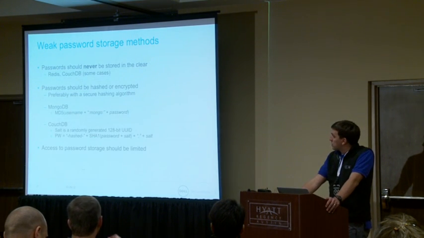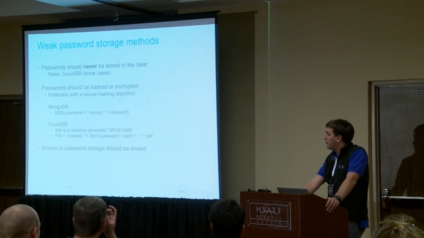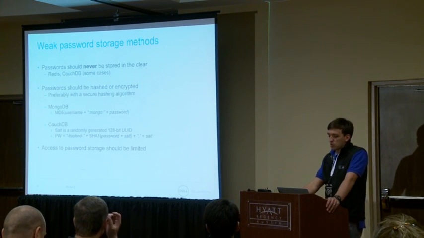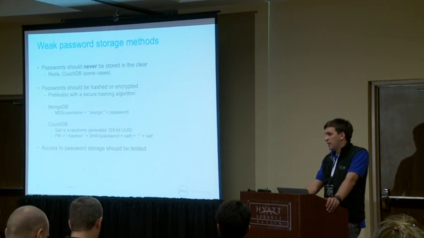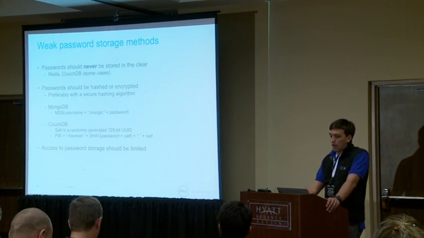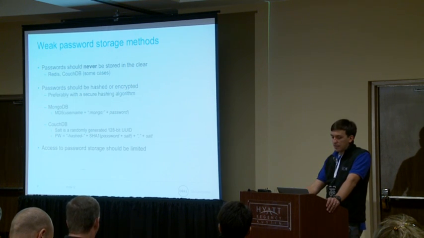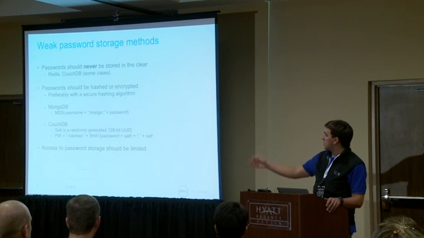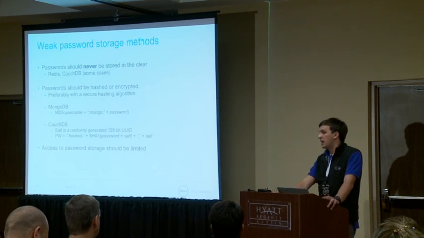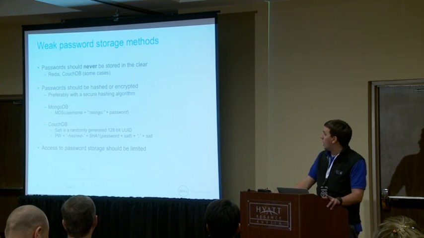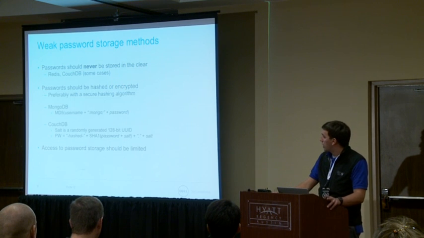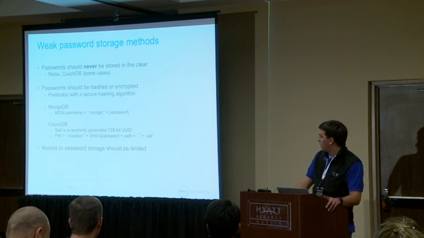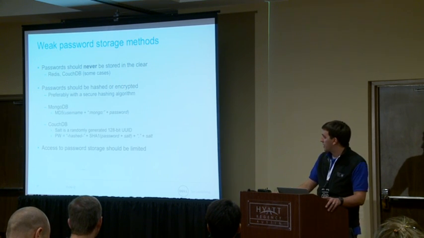And there's also weak password storage methods as well. In many cases, passwords are simply stored in the clear, whether it's in the database or on your hard disk. And in cases when they're not, the hashing that is being used is less than ideal. So in the specific case of MongoDB, we're still using MD5 to hash passwords. Or in CouchDB, we are using SHA-1, but I think even that leaves something to be desired now.